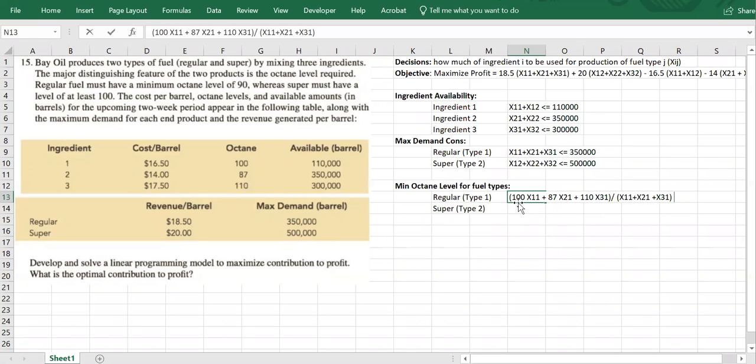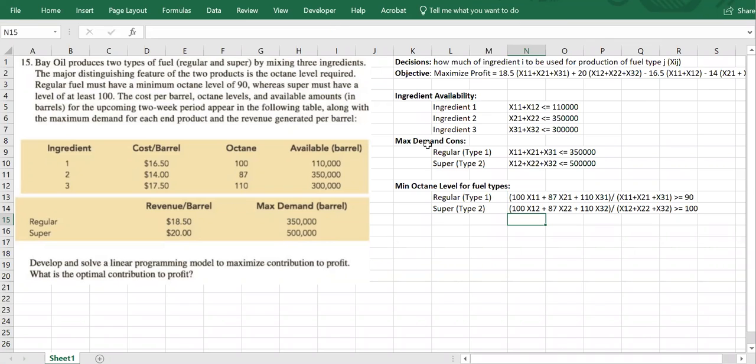So basically, I'm multiplying the weight of each ingredient in the regular type product by their octane level. And that should be greater than or equal to 90 for regular type. And I should have the same thing defined for super type, except that it's going to be the second index. It's going to be always 2. So x12, x22, x32 should be greater than or equal to 100. 100 is the minimum octane requirement for super fuel type.